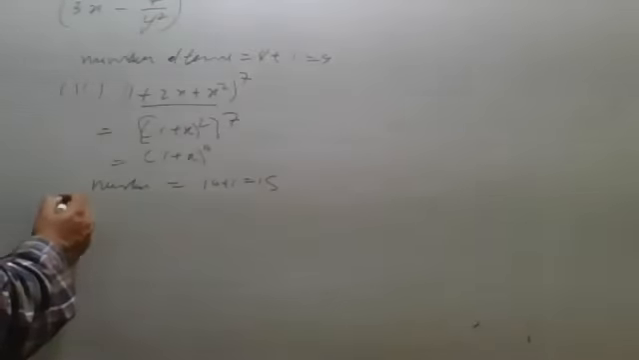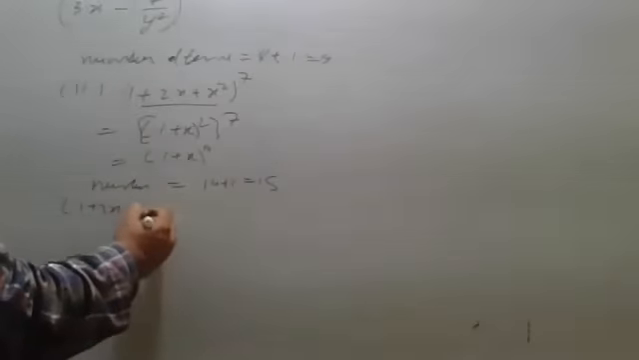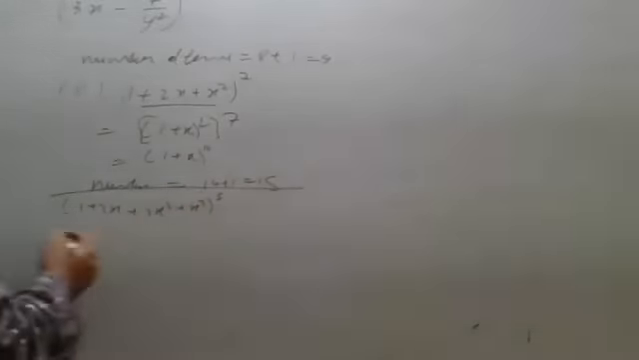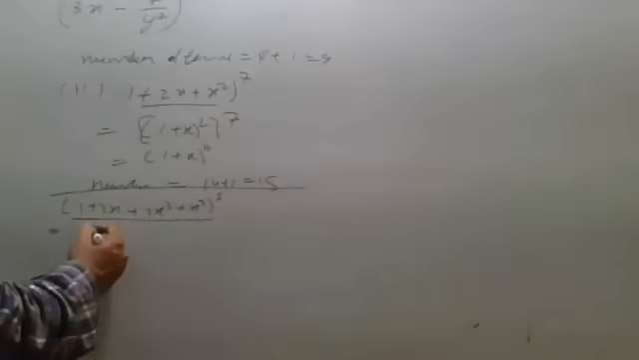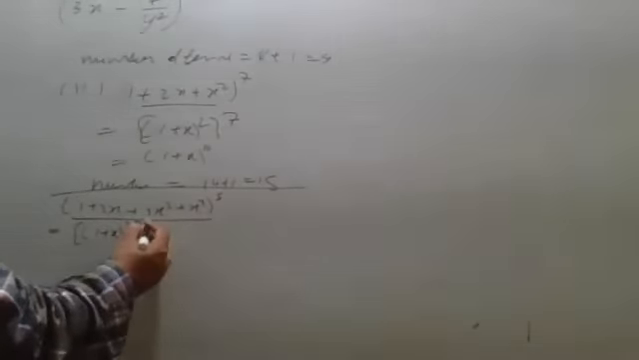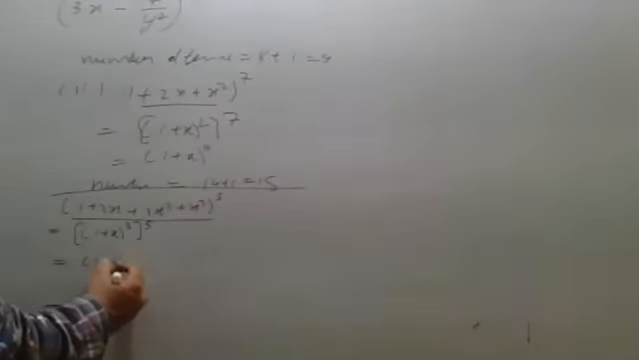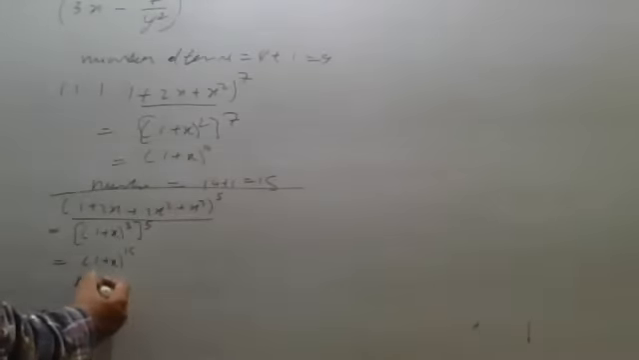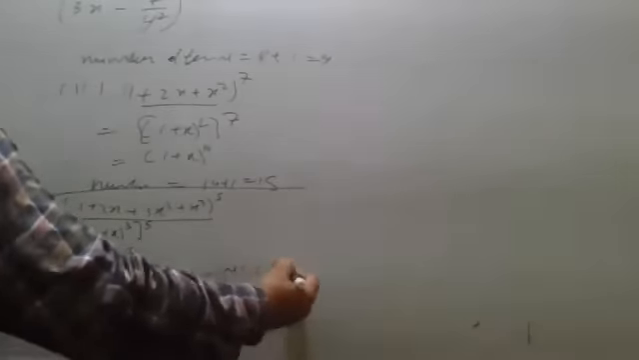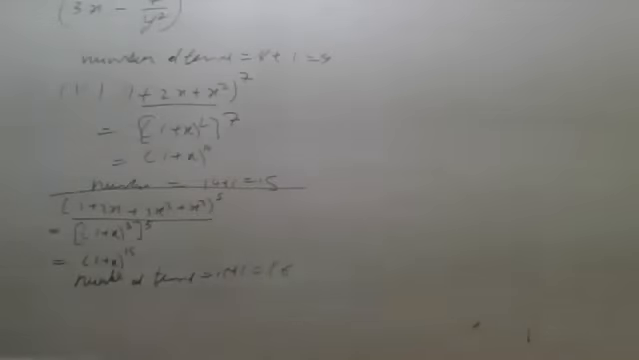Then in one more question, 1 plus 3x plus 3x square plus x cube whole to the power 5. So what will be the expansion of this bracket? Is it not 1 plus x whole cube? Then whole to the power 5 equals 1 plus x whole to the power 15. So the number of terms equals 15 plus 1 equals 16. Is that clear to you? Understood everyone? Yes, sir.